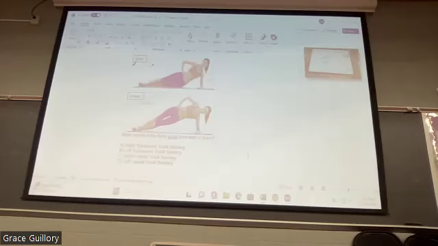All ready for this? Okay, so what is the starting position of her trunk? Right laterally bent, yes, and then her finished position.